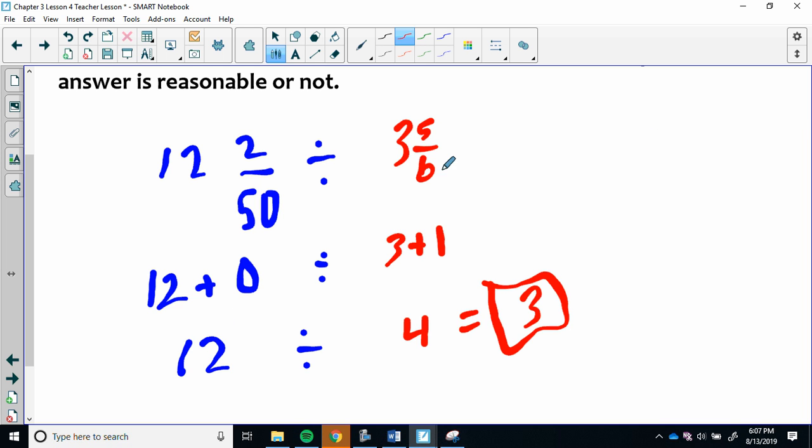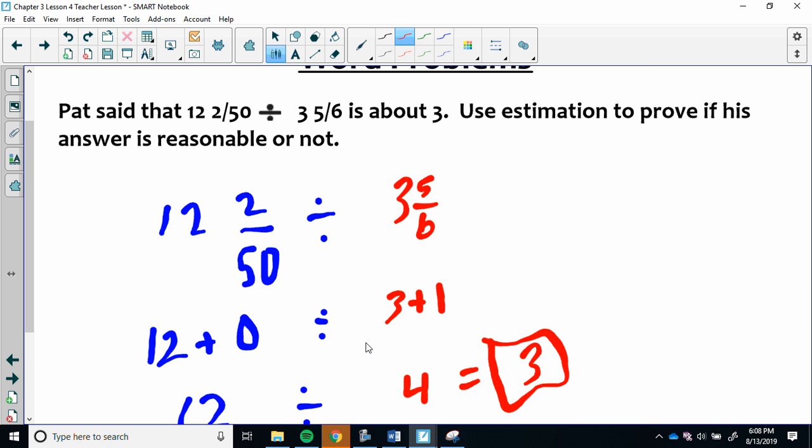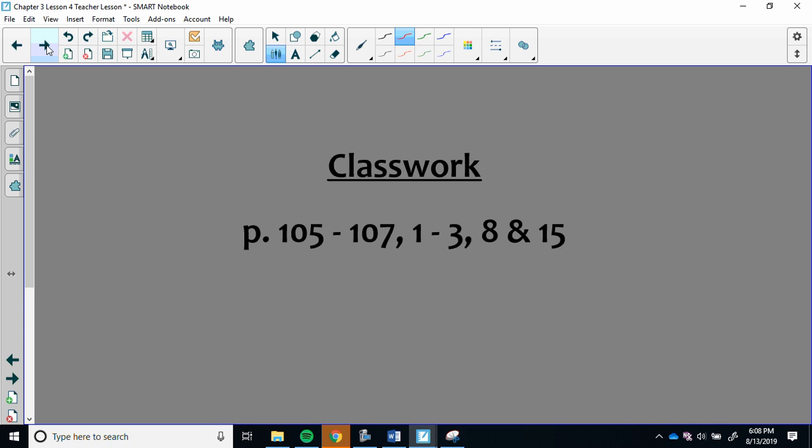Now let's look at the other side. We have 3 and 5/6. We're going to take the whole number, 3. 5 and 6 are really close together, so I'm going to use that as a 1. 3 plus 1 is 4. 12 divided by 4 is 3. So is his answer reasonable? I would definitely say it is.